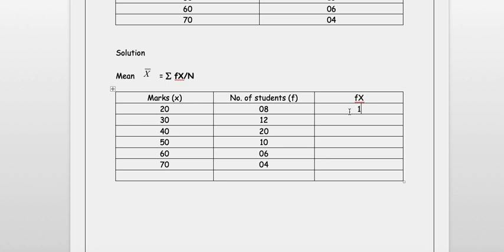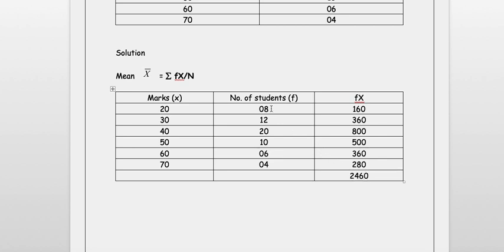Here we will get 160. Here we will get 360, followed by 800, 500, 360 and 280. And we will get the total. We have to find the summation fx here. We will get a total of 2460.